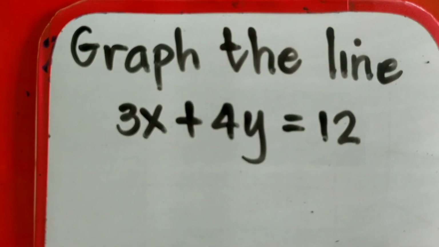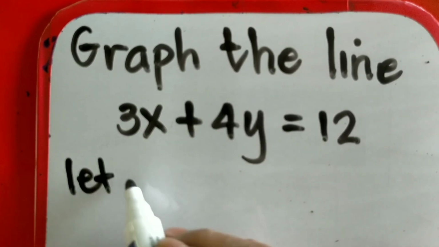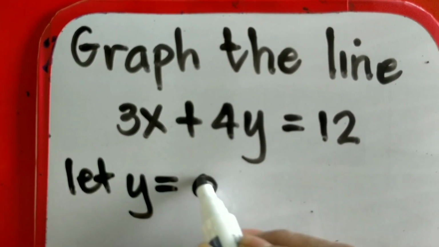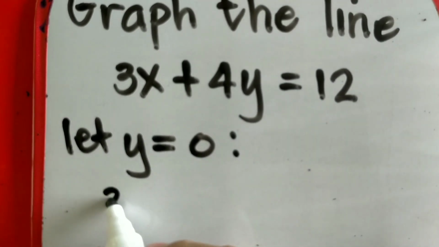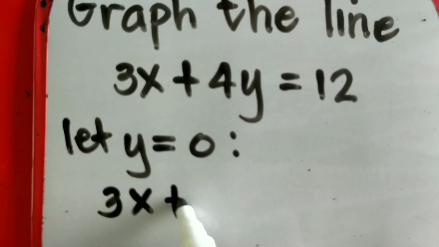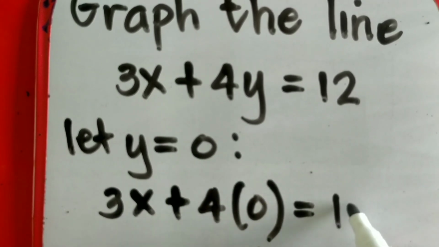Graph the line 3x plus 4y equals 12. Using the intercepts, we can graph this. To solve for the x-intercept is to let y equal 0 and then solve for x. So we have 3x plus 4 times 0 is equal to 12.